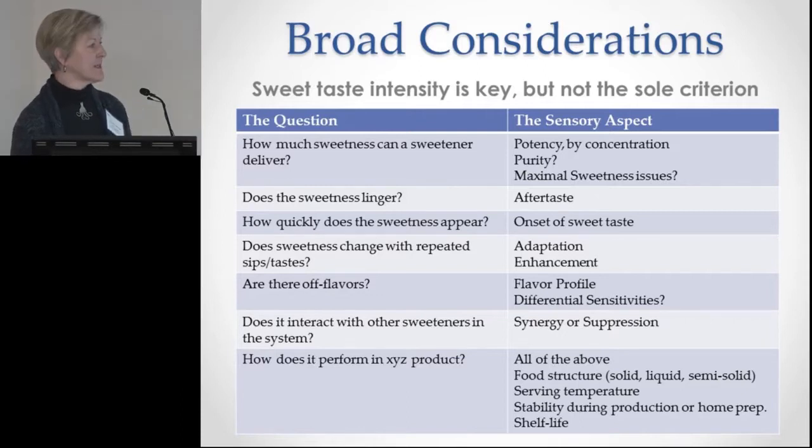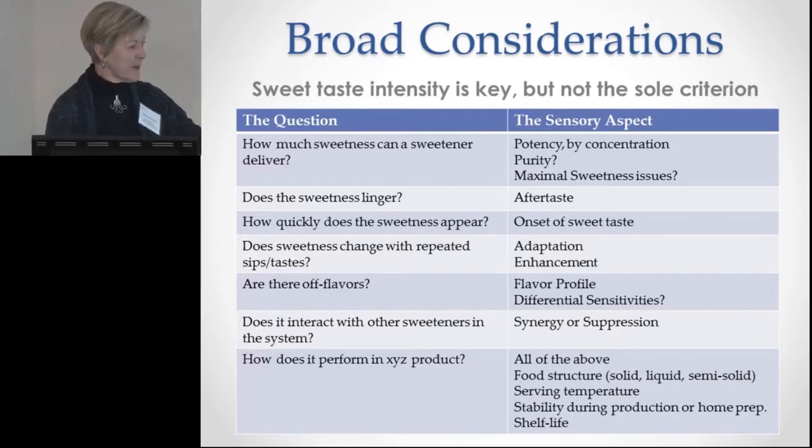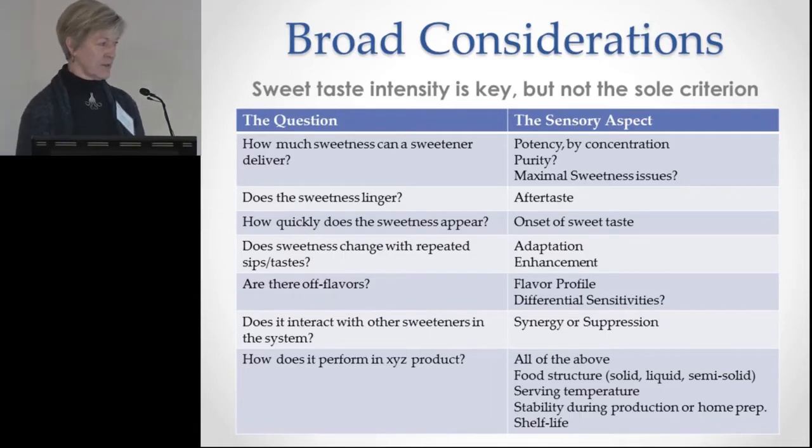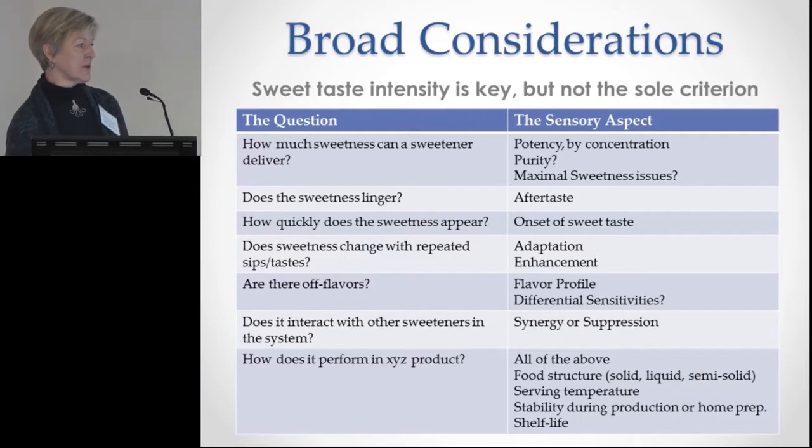I'm not going to go through all of these, but when you finally get to the bottom and you're actually going to put it in a food product, all of these questions are important in addition to the food structure. Is it a solid? Is it a liquid? Is it a semi-solid? The serving temperature. Obviously, a cold ice cream versus a hot coffee versus a room temperature product is going to really affect your perception as well. Stability during production or home preparation. So aspartame's issues with baking. You couldn't bake with aspartame. It didn't survive those high temperatures. And then shelf life issues, obviously. So that's more in the world of food production.